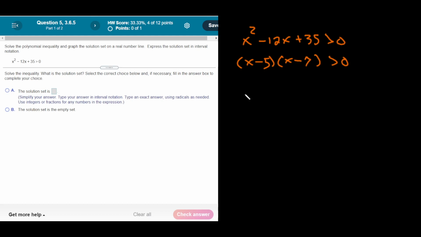So these are our key players. Oh, let's write the key players. X equals 5 and 7. So put your 5 here, put your 7 here. And we're going to start testing.